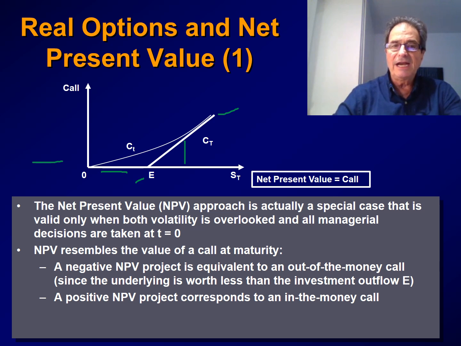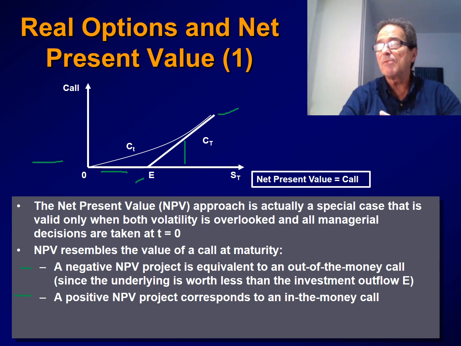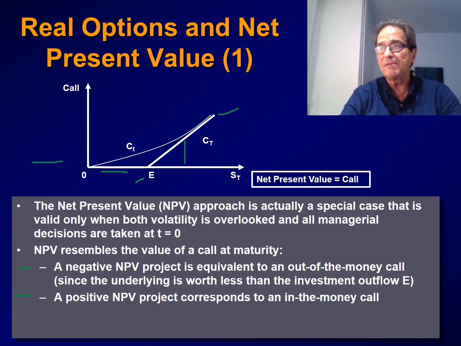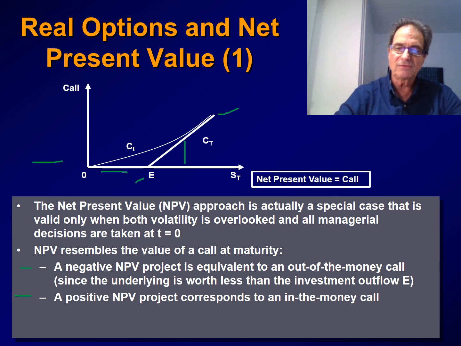So summarizing, a net present value resembles the value of a call at maturity. A negative net present value project is equivalent to an out-of-the-money call, since the underlying asset is worth less than the investment outflow. The underlying asset is the present value of the project. A positive net present value project corresponds to an in-the-money call, because the value of the underlying asset, in this case the present value of the project, is larger than the investment, E, the exercise price.